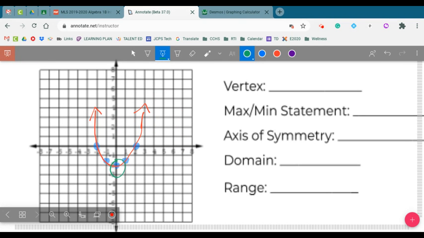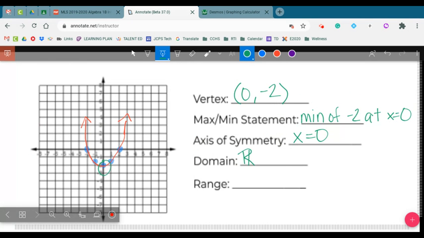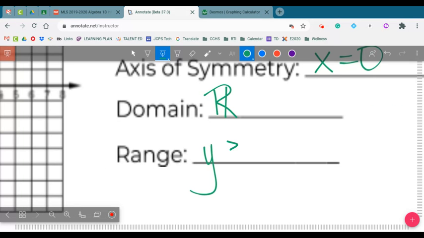So we have negative 2 as our vertex, so (0, negative 2). That is our min. So it's going to be a min of negative 2 at x equals 0. Now x equals 0 is also our axis of symmetry, because that's that middle line. Domain is all real numbers because our line's going to continue on. Our quadratic function is going to continue. Now the range is going to be y. Since it's at negative 2 and going up, it's going to be y is greater than or equal to negative 2.